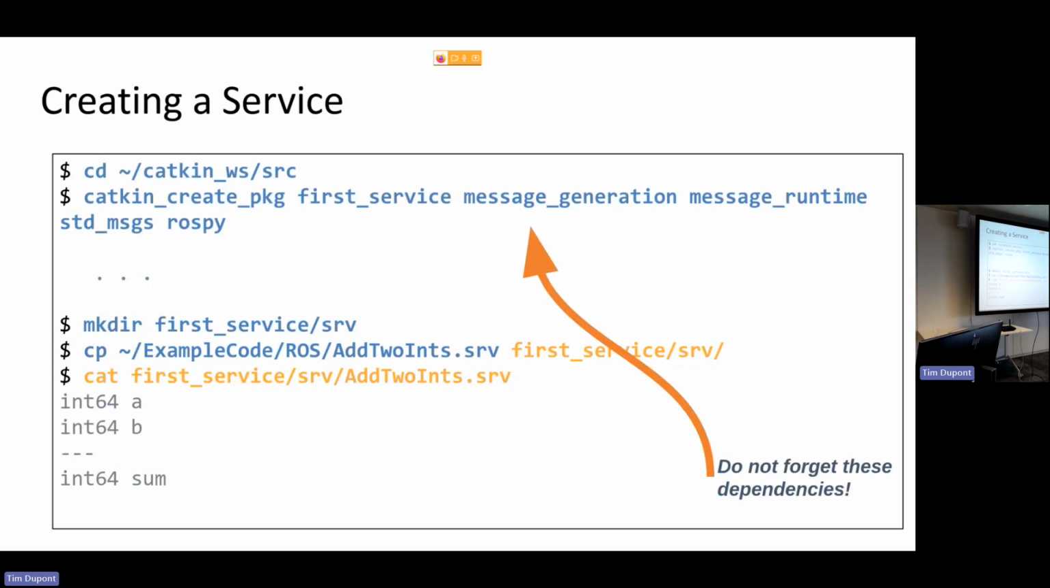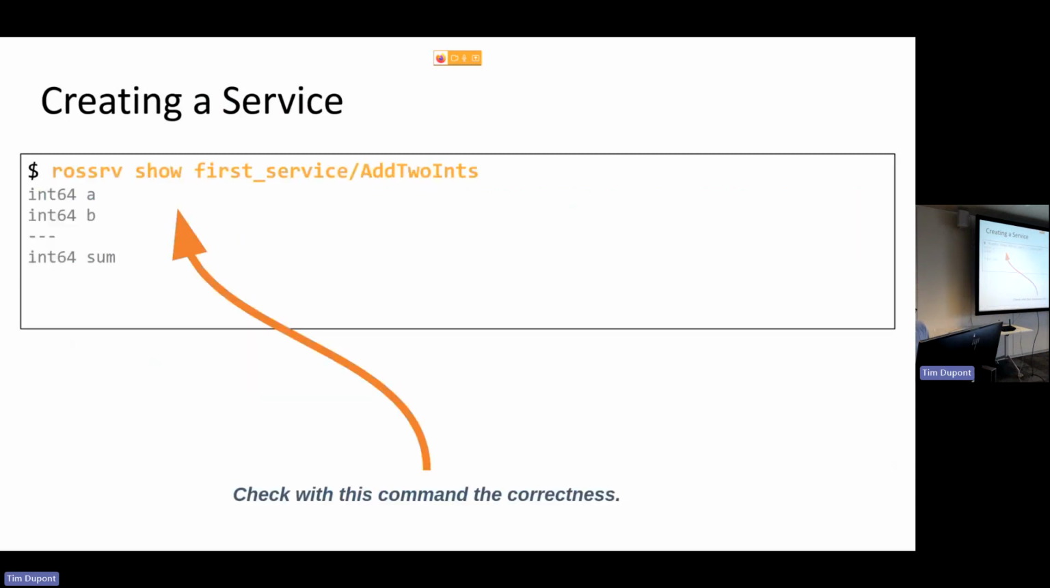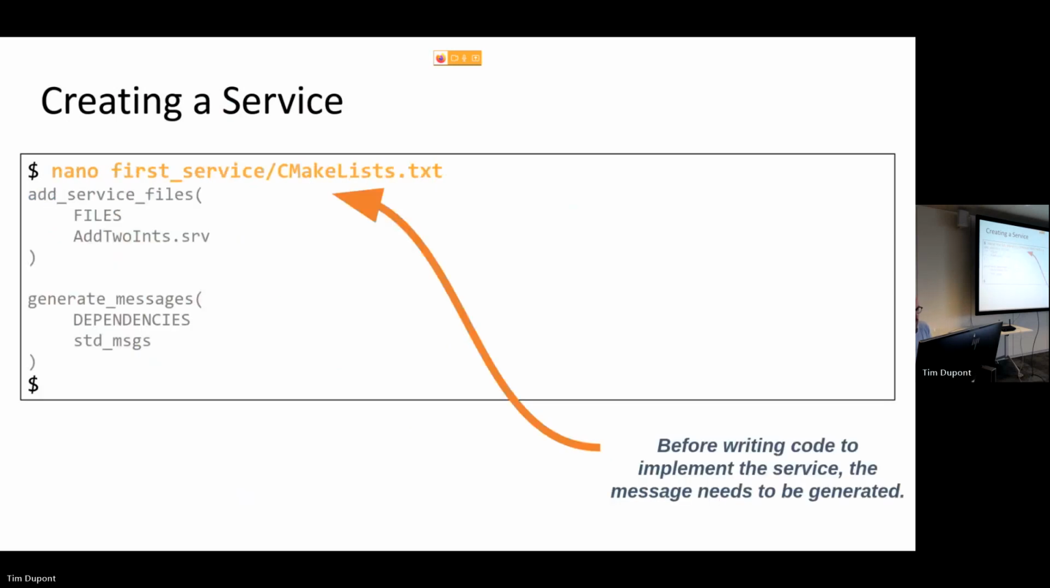So it's just a very simple file format. Before the 3 dashes, you just add whatever types are needed to be submitted in the request, and after the dashes, what type will be returned. And this can be in this form, very easy. There's also, of course, a command to show you the service in ROS.